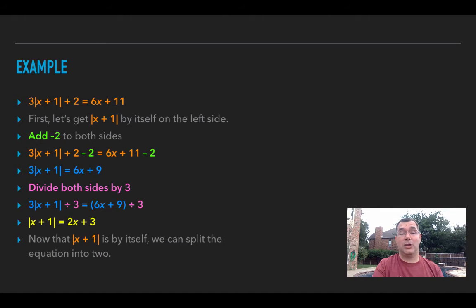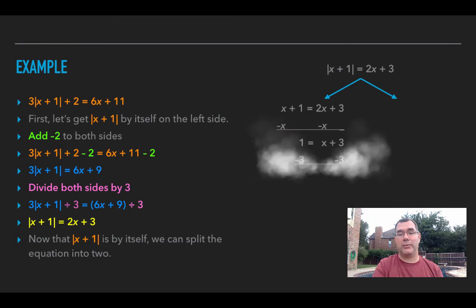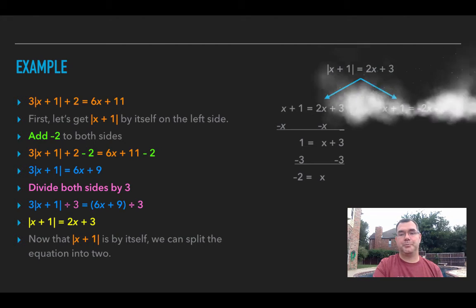On the left, I can look at both equations. So the first equation, I just drop the absolute values. And it looks like this. x plus 1 equals 2x plus 3. Okay? If I subtract x from both sides, I get 1 equals x plus 3. And if I subtract 3 from both sides, I get x equals negative 2.